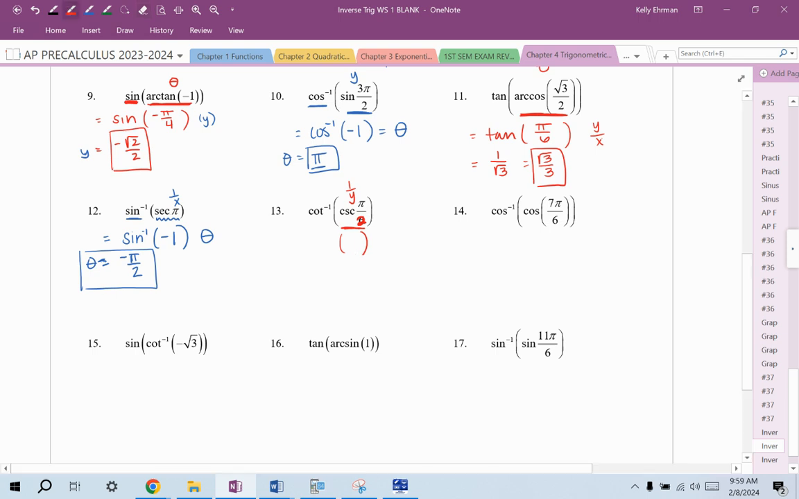Cosecant of π/2, what's the sine of π/2? 1. What's the reciprocal of 1? 1. And then we want the inverse cotangent of 1. That means find the angle that makes cotangent 1. That's π/4.